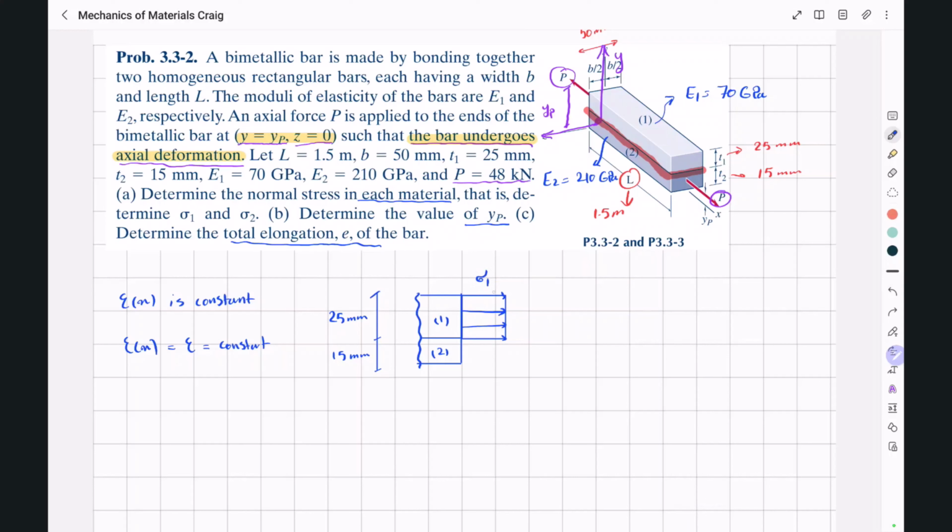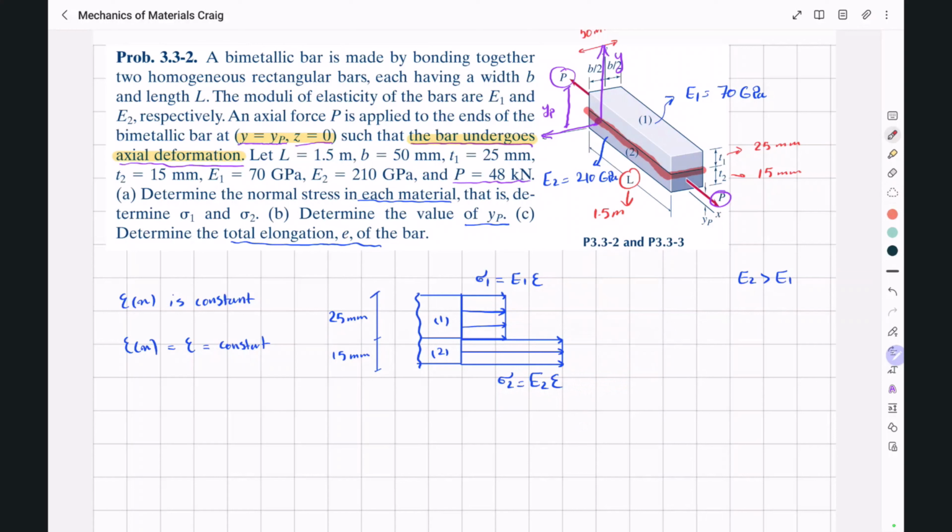will look like this. So we're going to call this sigma 1. And we know sigma 1 is equal to E1 epsilon. And sigma 2 is equal to E2 epsilon. And since E2 is bigger than E1, this sigma 2 will also be bigger than sigma 1. So sigma 2 will look like this. This is sigma 2.